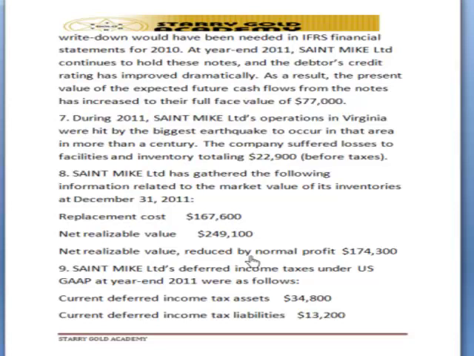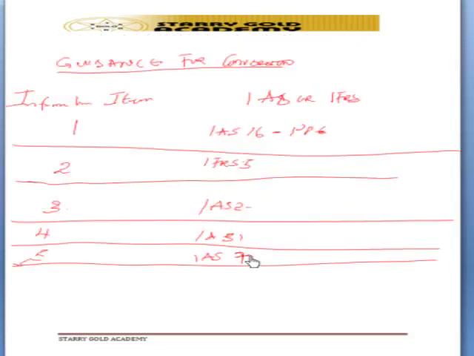At the year ended 2011, St. Mike Limited continues to hold these notes, and the debtor's credit rating has improved dramatically. As a result, the present value of the expected future cash flows from the notes has increased to their full face value of 77,000. So that is item number 6. Item number 6 will be governed by financial instrument recognition and measurement, that is IAS number 39. IAS number 39 will be consulted while dealing with that.